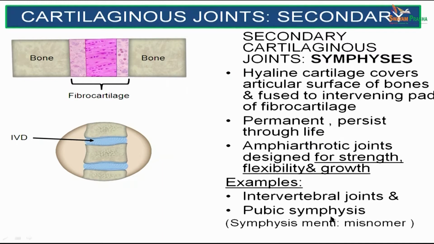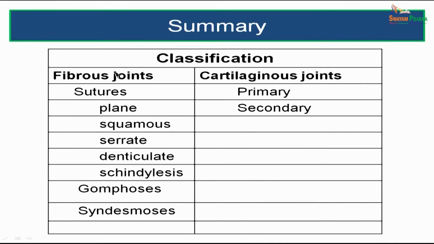Now, here we have to remember that there is another joint called symphysis menti, but that is not a secondary cartilage joint. So, fibrous joints are sutures, gomphosis, syndesmosis. Sutures are plain, squamous, serrate, denticulate, schindylesis. Cartilaginous joints are primary and secondary.